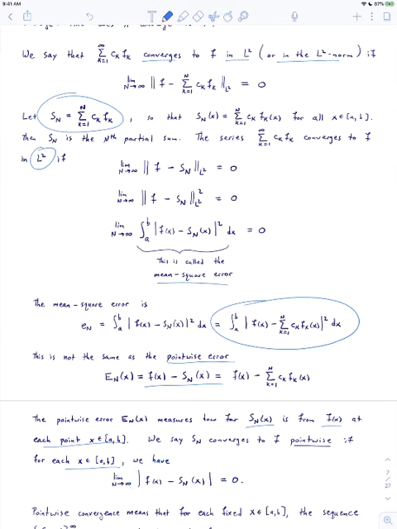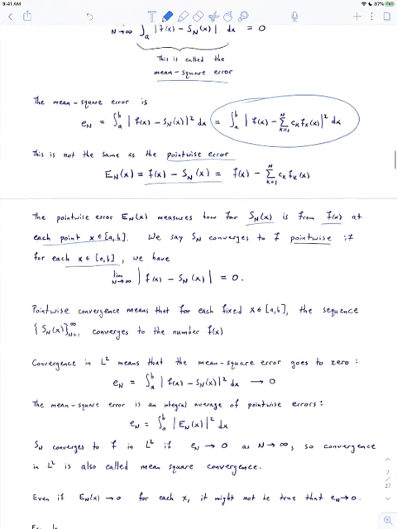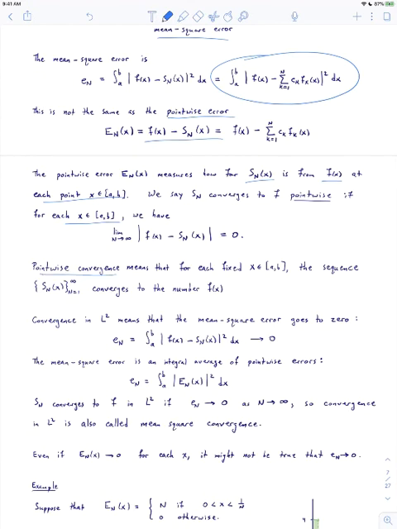If the pointwise error goes to 0, that means that for a fixed x you compute the limit, and for a fixed x, Sn at x is just a number. So for each x, you have a sequence of numbers which converge to f. That's called pointwise convergence, and that's what I have written here. Pointwise convergence means that for each fixed x, the sequence Sn at x converges to the number f at x. This is just convergence of numbers as we have always known it.